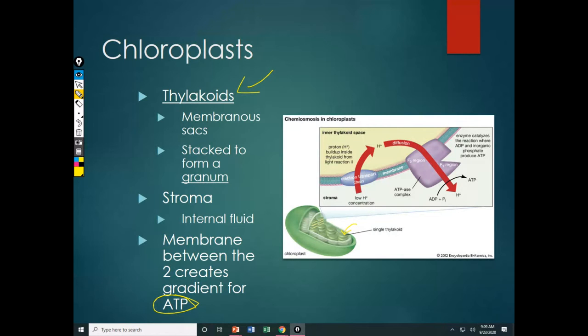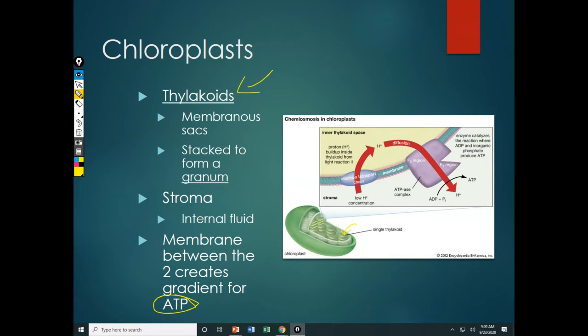But the idea is the same. By having these stacks of cookies, that's lots and lots and lots of space. So we're still increasing the surface area by which we create that ATP.